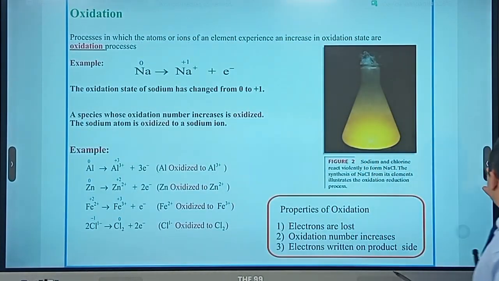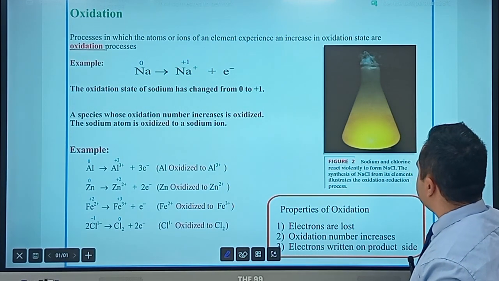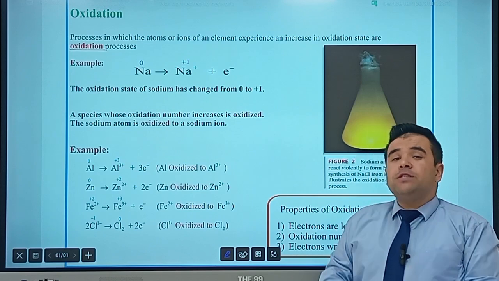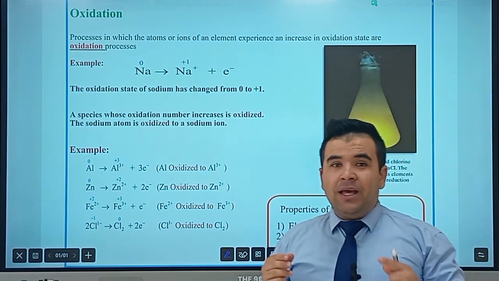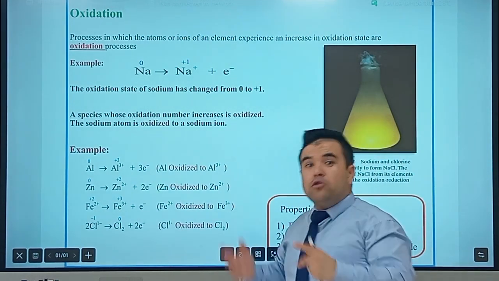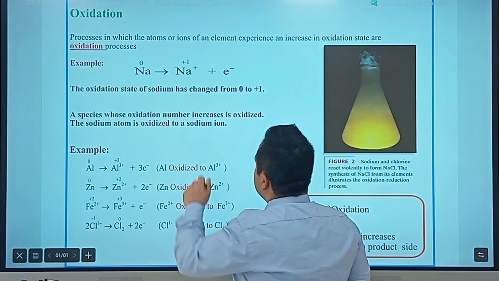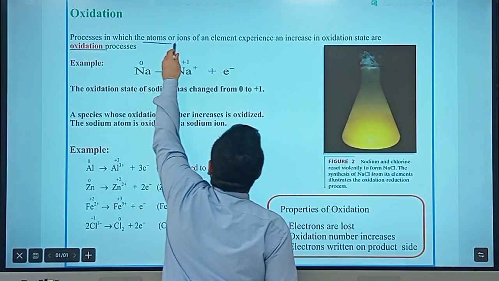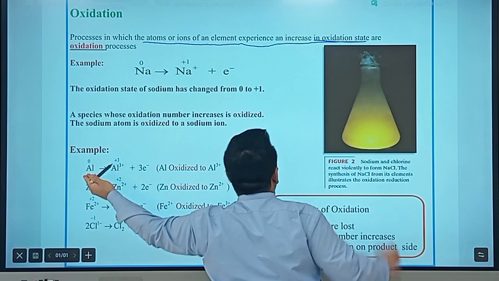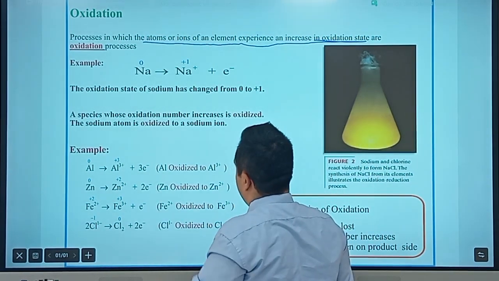Let us talk about the processes of oxidation and reduction, which are the main part of this section, guys. Oxidation refers to the state or the process when an atom is losing electrons. Most of the processes that occur on metals will be oxidation. Let us define it as a process in which the atoms or ions of an element experience an increase in oxidation state from reactant to product. There will be an increase in oxidation state and losing of electrons, guys.